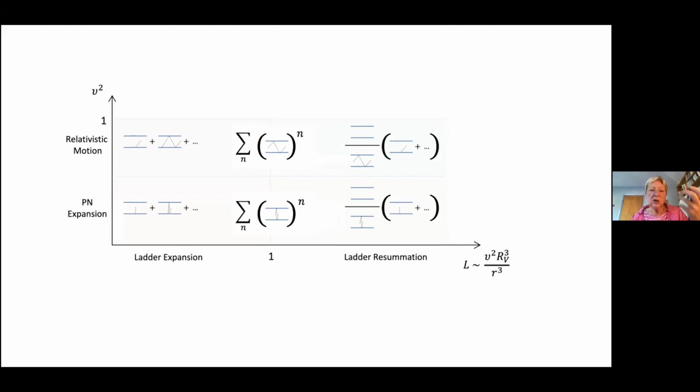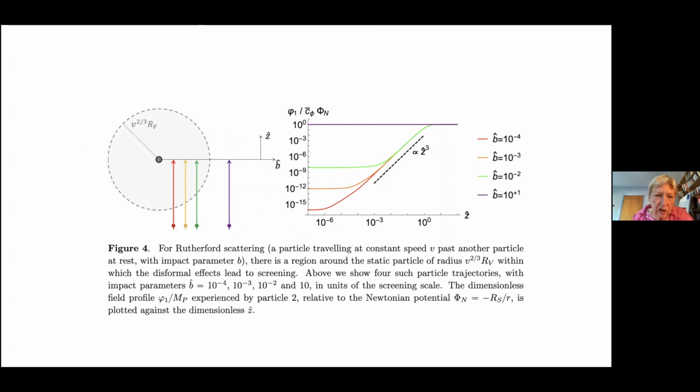Essentially, we've been doing two things. We've got a ladder expansion, a PN expansion, with the conformal and disformal couplings. When the ladder parameter becomes order one, we go to the resummation regime. And I haven't talked about circular orbits, and I don't think I'm going to have time.